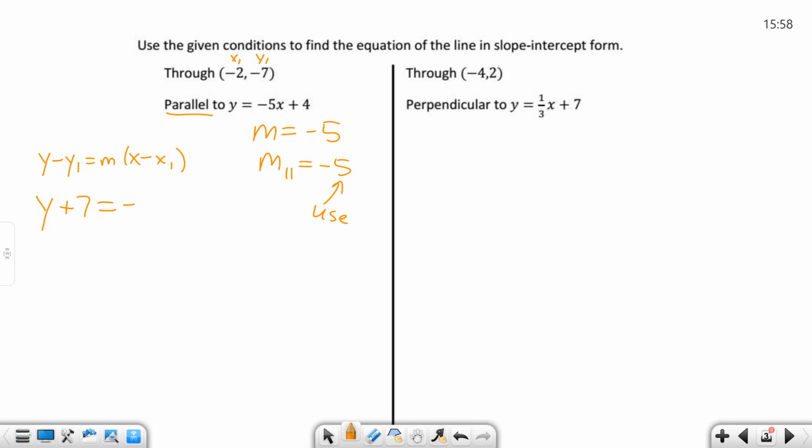Y plus 7 equals, and then x minus the -2 is really what? Plus 2, right? And the reason it's plus again is because the formula has a minus, and that means change the sign of these, right? Change those signs. So then y plus 7 equals what? -5x and then minus 10. And what do I do to finish this?